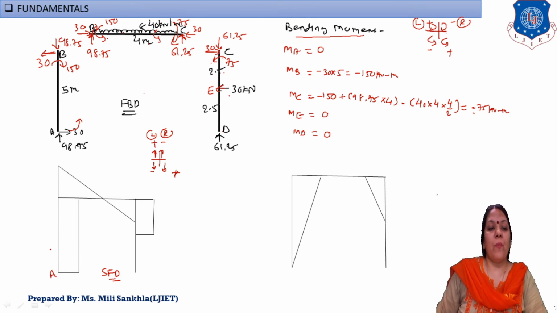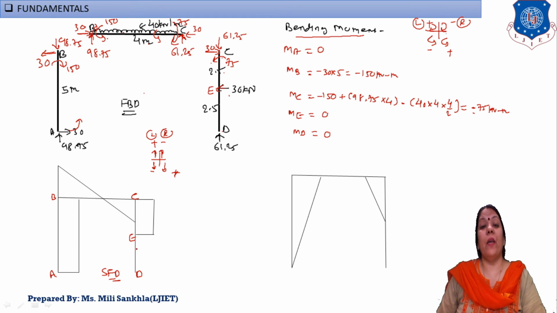First point is our A point, second point is our B point, this one is our C point, this is our last point D, and here is our E point. Okay, now one by one at A point.